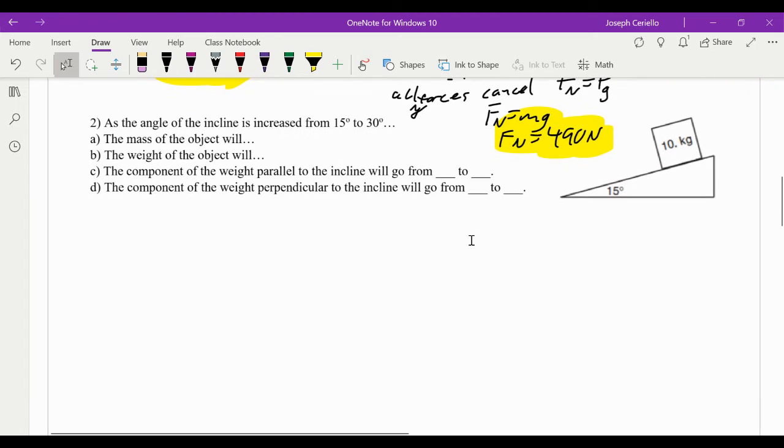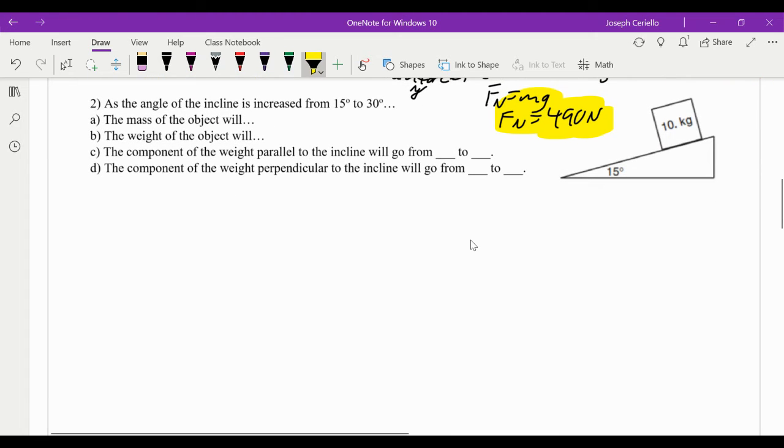All right, let's look at number 2. We have a box that's 10 kilograms on an incline that's 15 degrees. As the angle of the incline is increased from 15 degrees to 30 degrees, the mass of the object will remain the same and the weight of the object will remain the same. Both of them will remain the same. Now, someone was asking would the apparent weight change? If it's accelerating down, yes, the apparent weight would change, but the weight would not change at all.